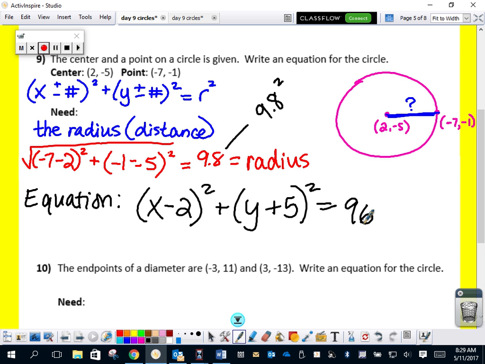So now we know how to write an equation. We just had to go and find some stuff. We didn't have to complete the square, but there are problems where you will have to complete the square. Okay?